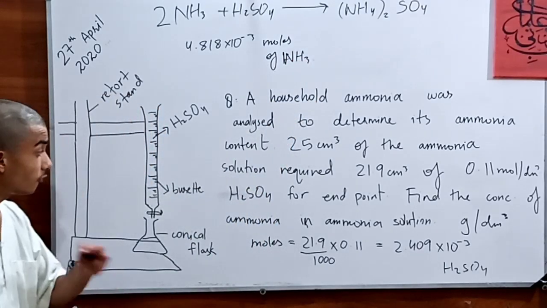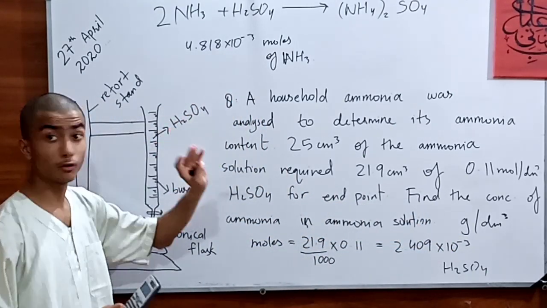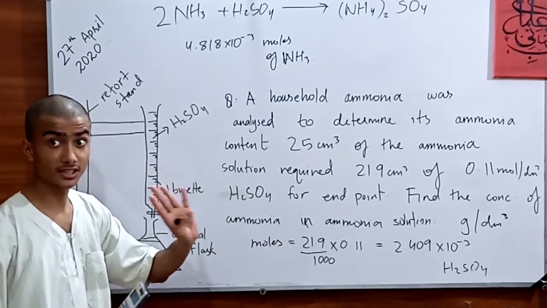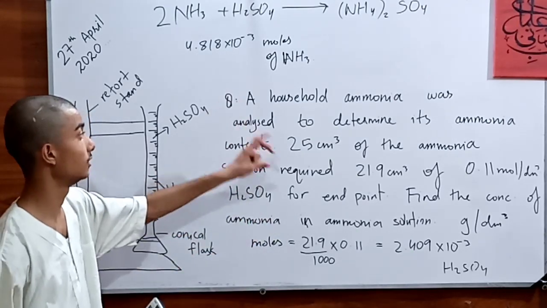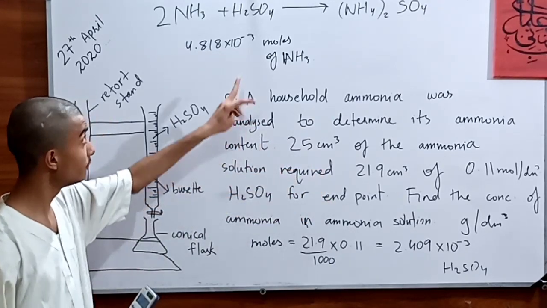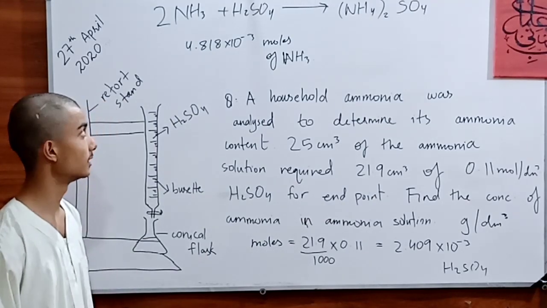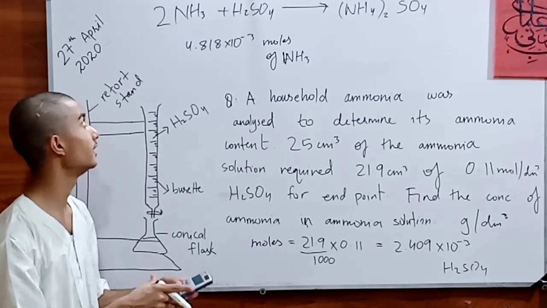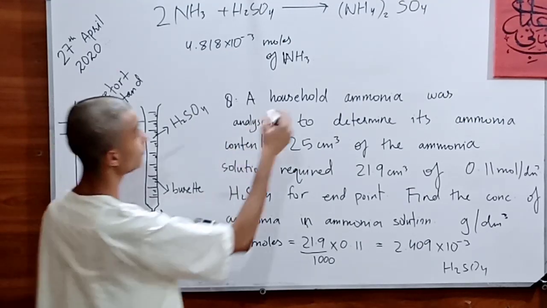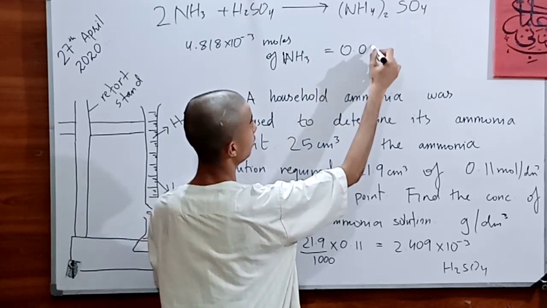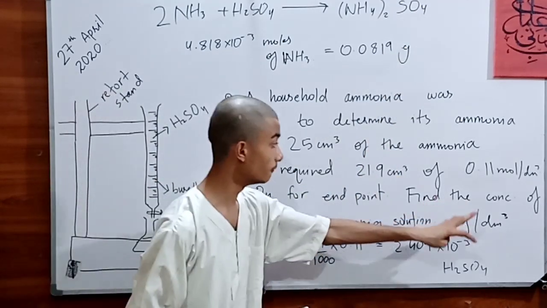Now, our task is to find the concentration of ammonia in g/dm³. We have found the moles. So to find it in grams per dm³, we have to know that the volume required in the experiment for ammonia is 25 cm³. But to convert these moles into grams, we have the formula: number of moles equals mass in grams divided by molecular mass. So we multiply this answer by 17, as you know the molecular mass of ammonia is 17. So the mass would be 0.0819 grams of ammonia.